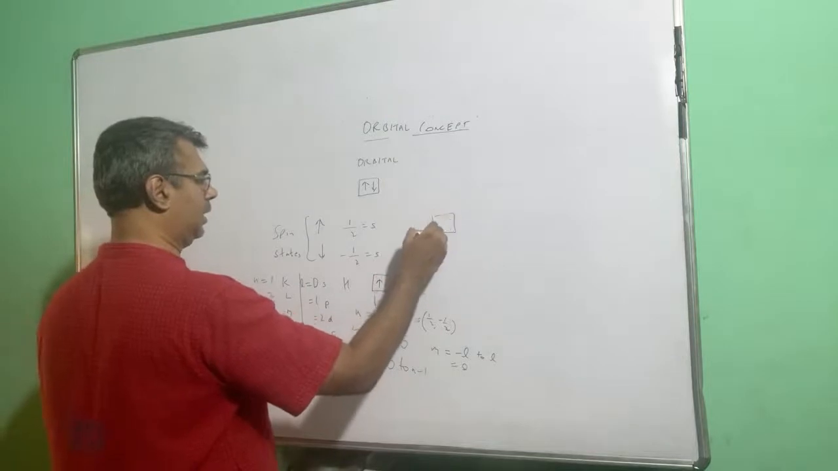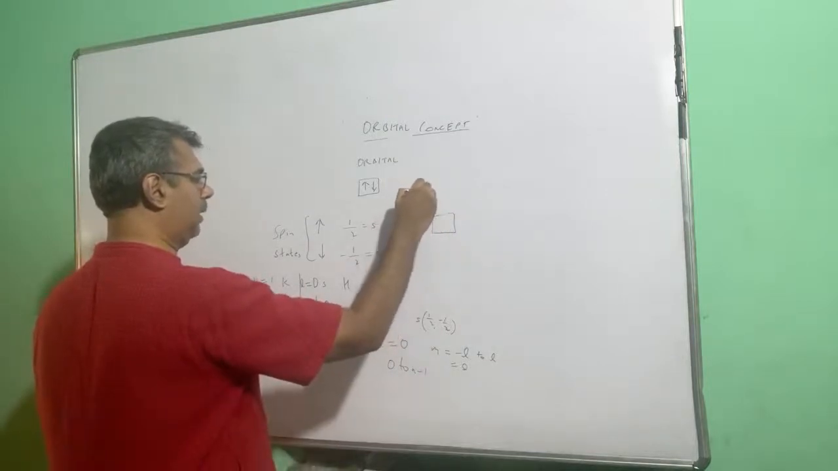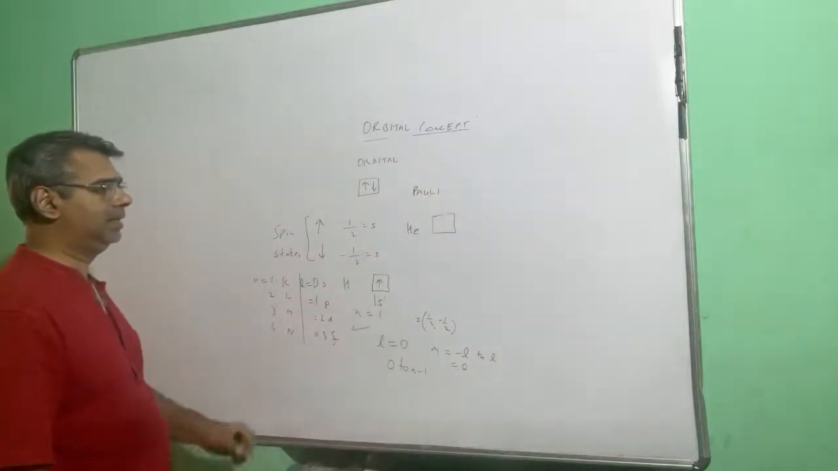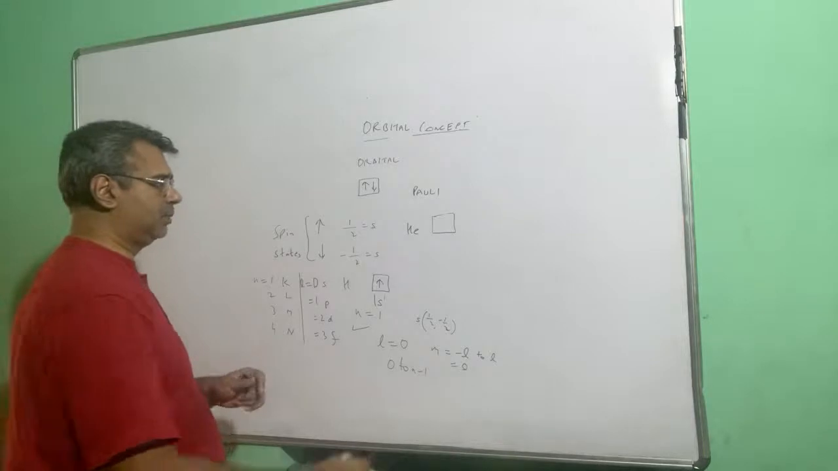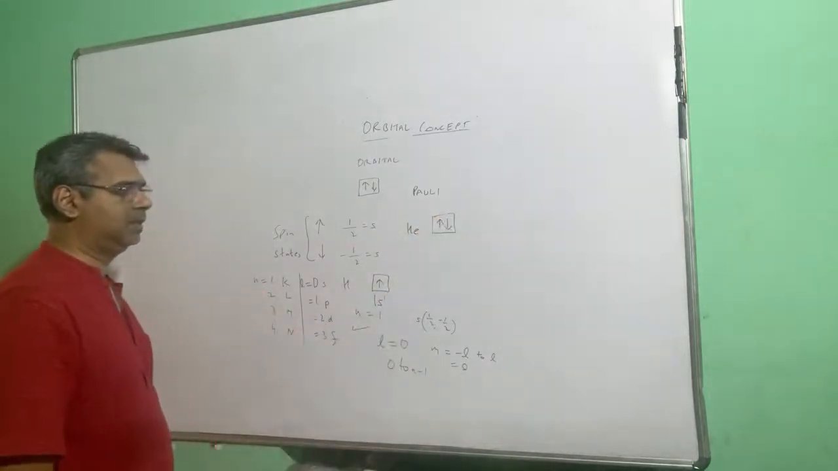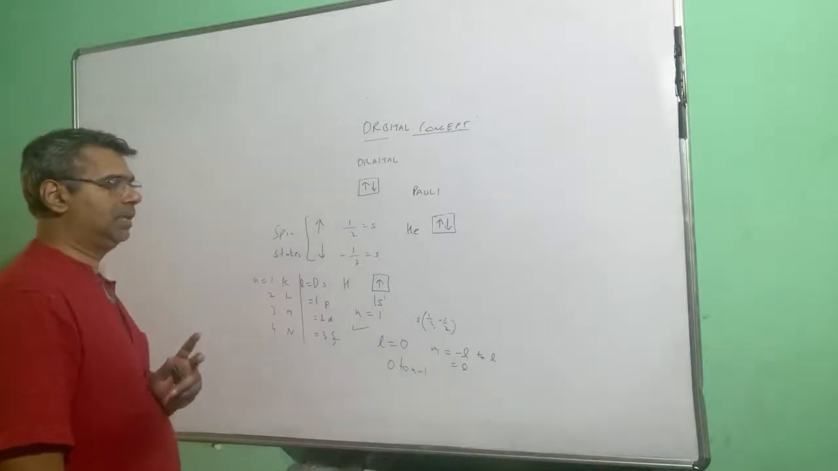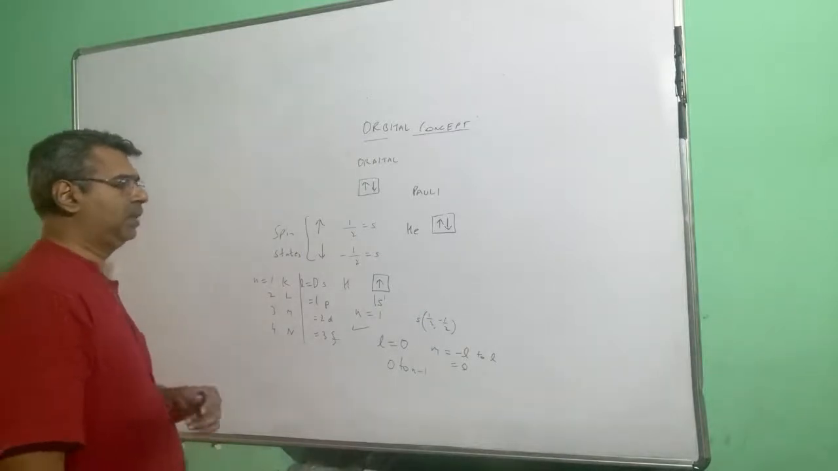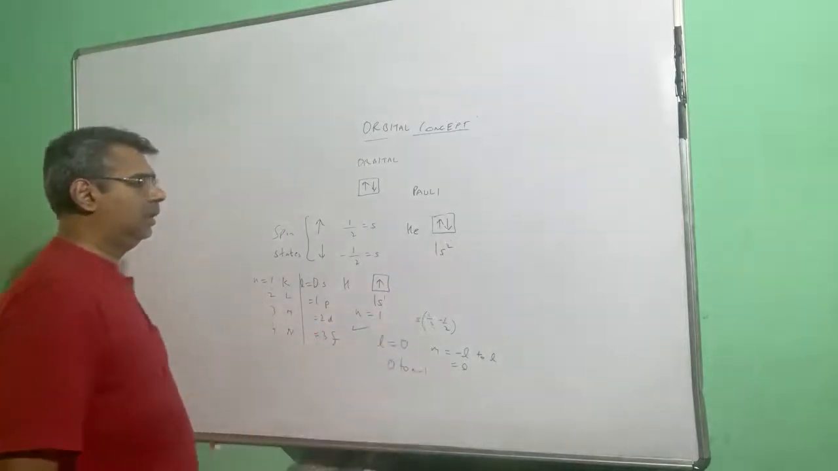Now suppose you are going to discuss helium. There was a scientist called Pauli. He said that inside an orbital, the two electrons will always have opposite spin. If one has an up spin, the other will have a down spin. This is called Pauli's principle. The two electrons in an orbital cannot have the same spin. So this is up, this is down, and the configuration will be 1s2.